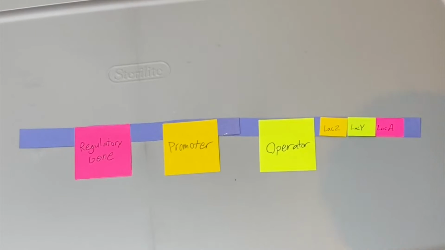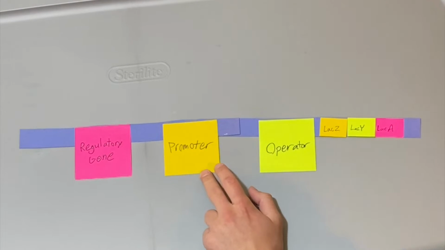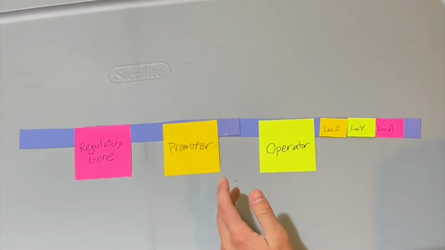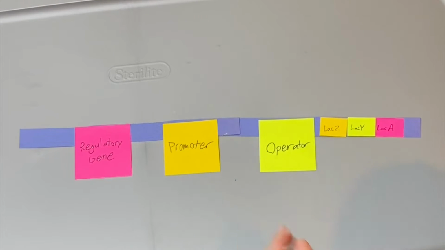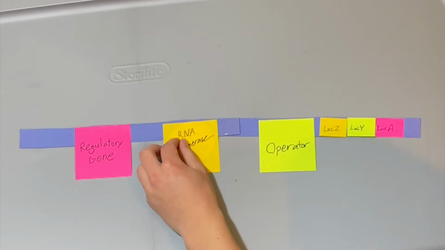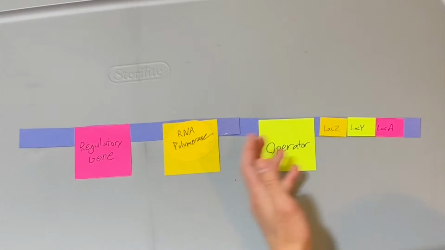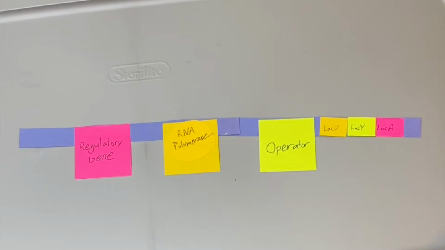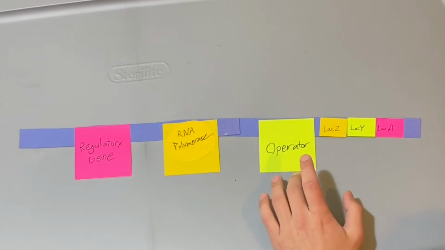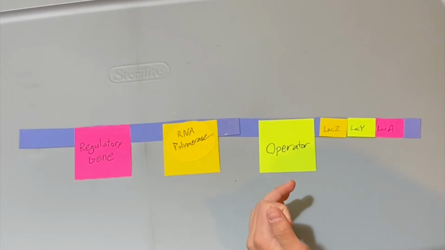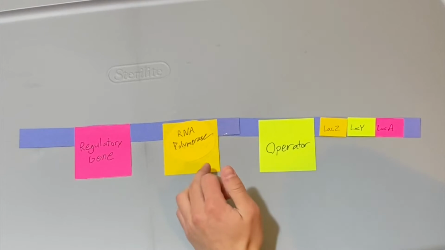So there are several parts to every operon. First of all, we have the promoter here. The promoter is the space that allows RNA polymerase to bind onto the DNA. That's important for when we need the RNA polymerase to transcribe our genes that we're trying to express. After that, we have the operator here. The operator is essentially a gate for the RNA polymerase.